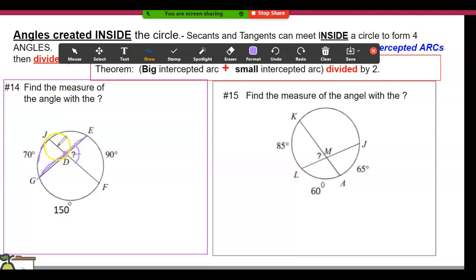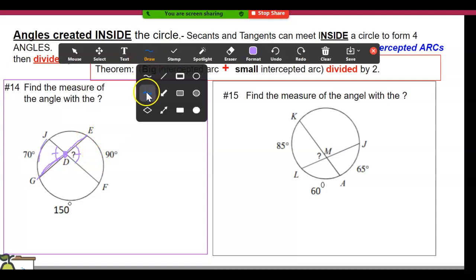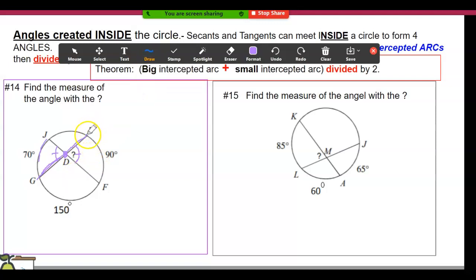But remember, these two angles are vertical angles, so they are exactly the same, right? And they're intercepted arcs, right? So this angle here, the arc that it intercepts is this arc right here that's 90 degrees. And then this angle intercepts this arc here, JG, that is 70 degrees. So 90 and 70.